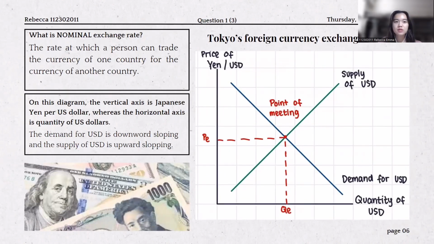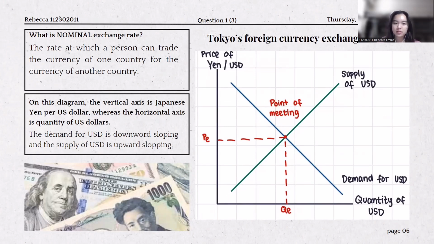The next one is about the nominal exchange rate. Well, what is the nominal exchange rate? The nominal exchange rate is the rate at which a person can trade the currency of one country for the currency of another country. Here, we have the downward sloping curve showing the negative relationship and the upward sloping curve showing a positive relationship with the value of currency and supply.